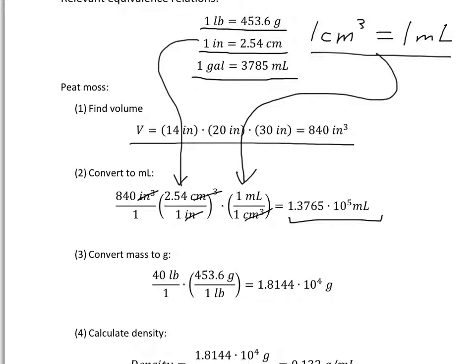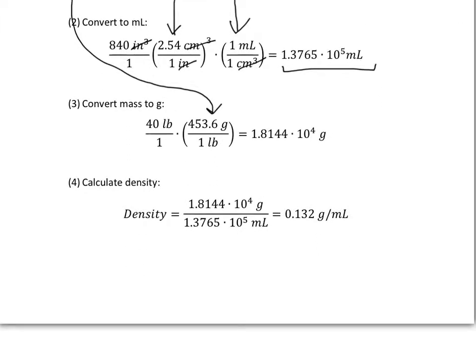The next step of the problem is to get the mass in the appropriate units. For that, I'm going to use this conversion factor: 1 pound equals 453 grams. I put it in that direction, with the 1 pound in the denominator and the grams in the numerator, to get the units to cancel appropriately. Pounds cancels, and I get this answer, 1.8144 times 10 to the 4th grams.